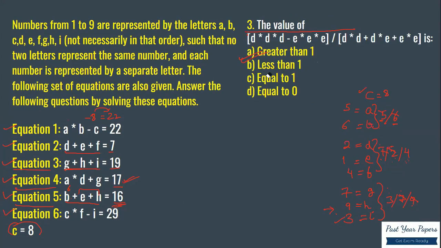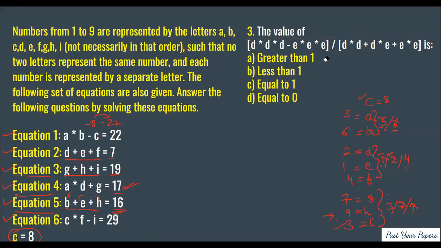Let me remove this. Now we need to find the value of this expression. Again, the same thing. You can simply put the value of D and E and find the answer. But I have one more way to solve this question. What is that way? I know an algebraic identity.